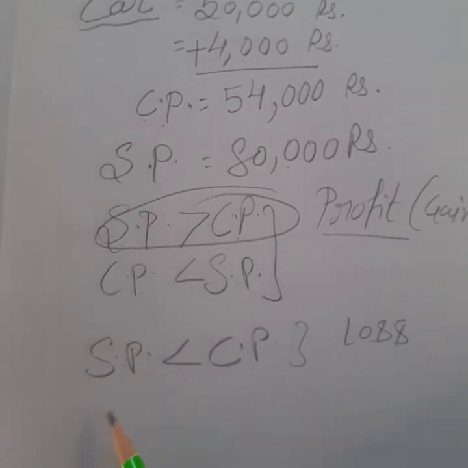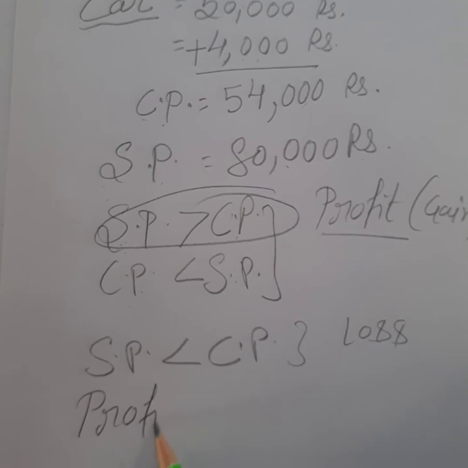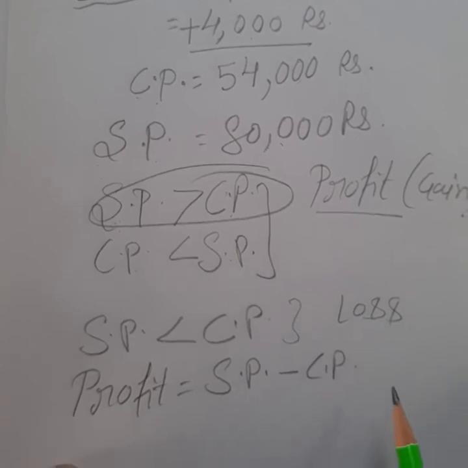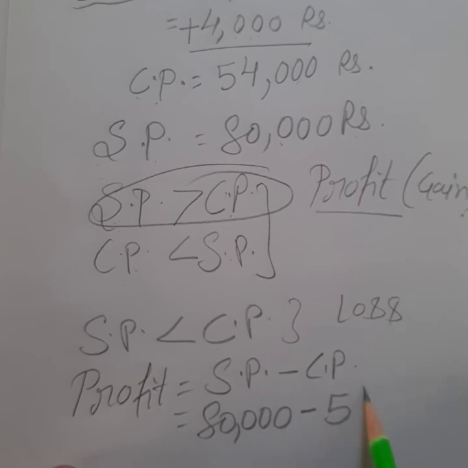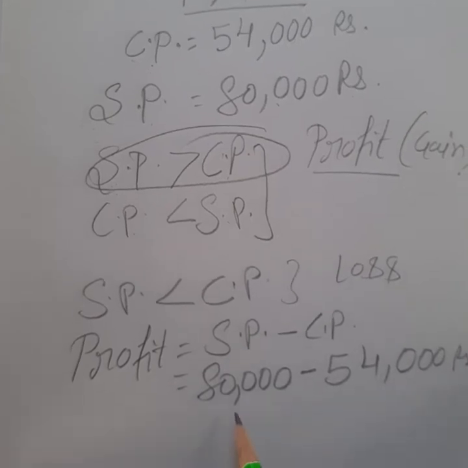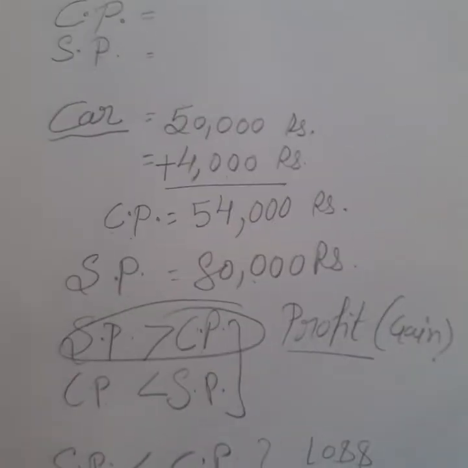And how can we find the profit on the car? The formula of profit or gain is equal to selling price minus cost price. So the selling price is 80,000 rupees and the cost price is 54,000 rupees. Now we have to subtract these two quantities, and by subtracting we get 26,000 rupees.